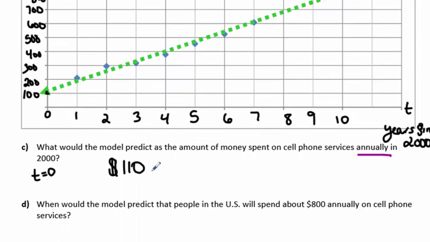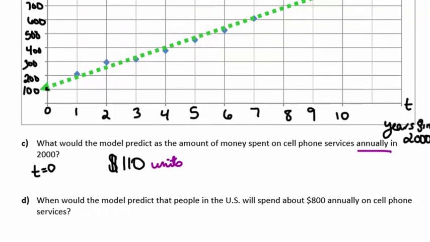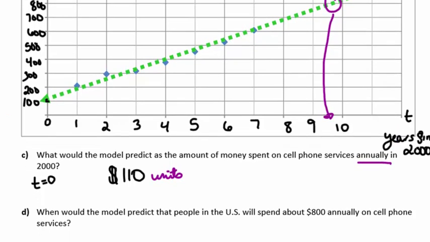So 110 units. When would the model predict that people in the U.S. spend about $800 annually on cell phone services? Okay, so the 800 value, it's a good thing I extended my graph because the 800 value is going to push us out to about here. And that's going to put us in between the values for 9 and 10. So what do I choose? Do you round to 9 or to 10?